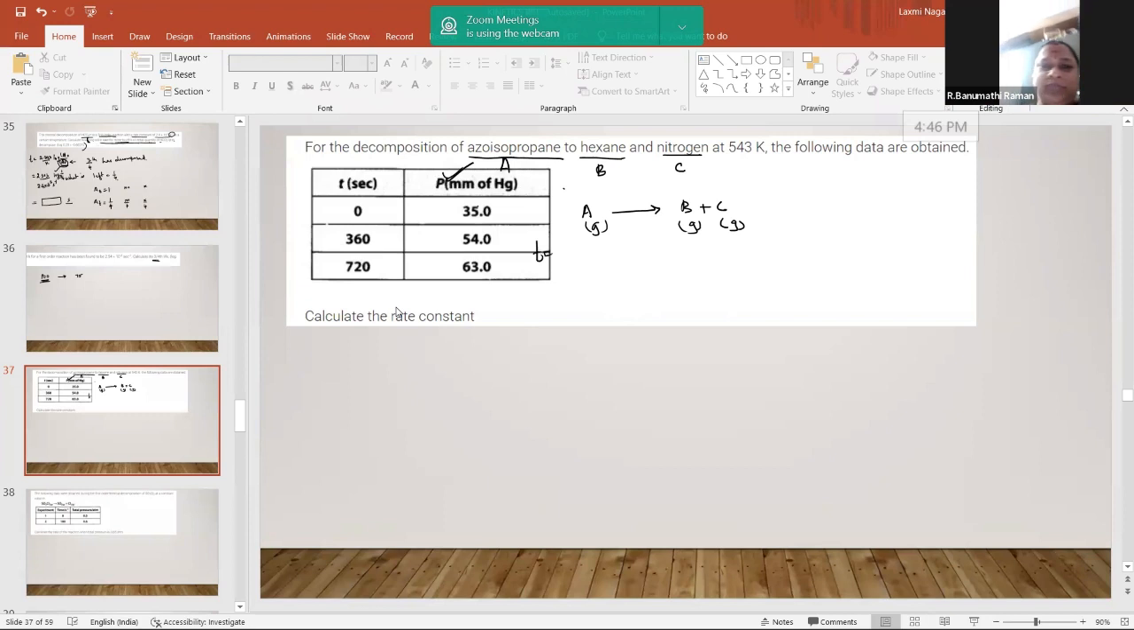So at t is equal to 0, whenever you write, even in chemical equilibrium cases, you ask the child at t is equal to 0, what is the amount? At t is equal to 0, the amount is A naught.